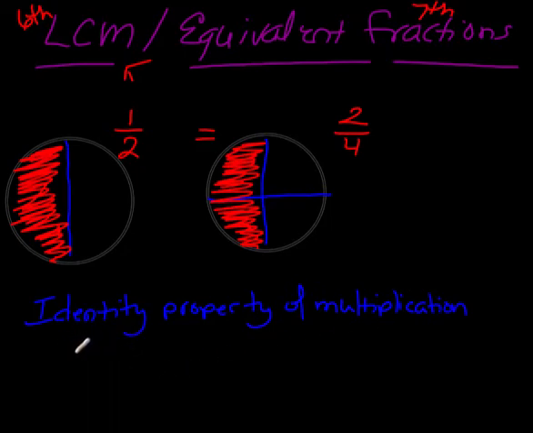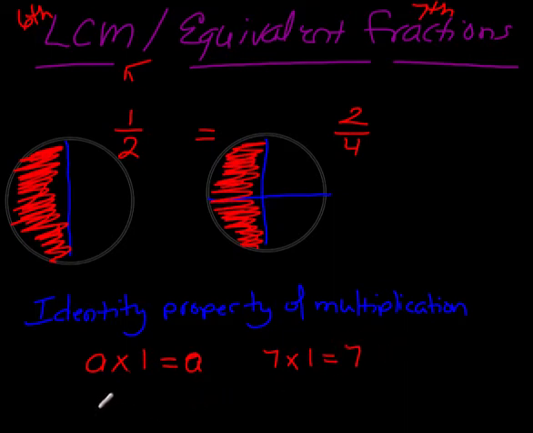If I take a number, and I'm going to represent that number with the letter A, and I multiply that number by 1, guess what? I'm still going to get that number. That's an easy example, a really easy property. For instance, let's say I had 7 times 1. Well, what's my answer? 7. So any number times 1 is that number.